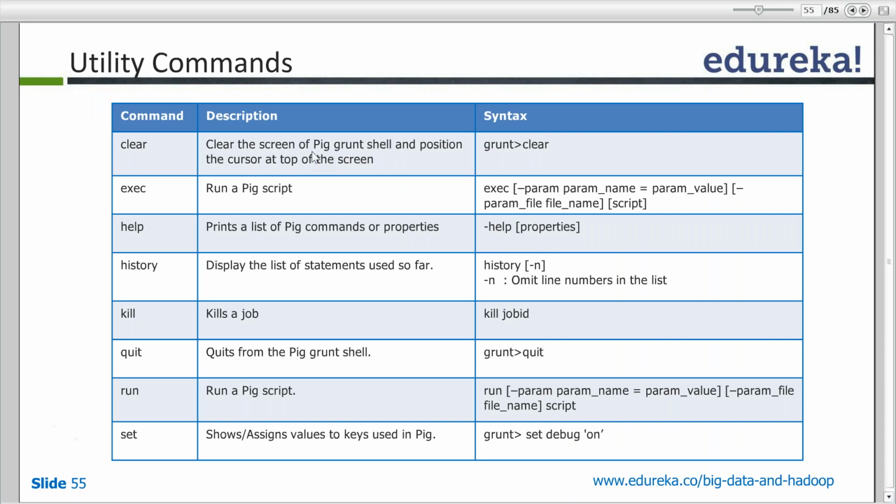Okay, so I told you, right, there are two ways in which you can run Pig, either using a shell, or writing your Pig statements inside a text file. That's called a Pig script. So there are two ways. Whenever you are in the shell, there are multiple utility commands. These are simple shell commands: clear, execute, help, history, kill, quit, right? Your shell commands.